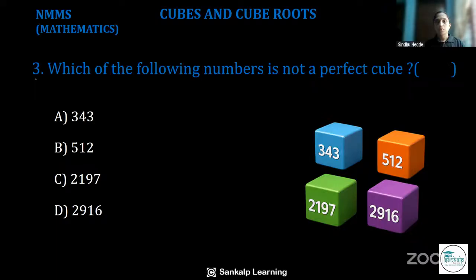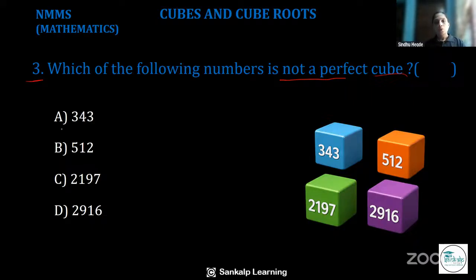Let us see question number 3 from the chapter Cubes and Cube Roots. Which of the following numbers is not a perfect cube? Option A 343, option B 512, option C 2197, option D 2916. So we will find out which number is not a perfect cube.